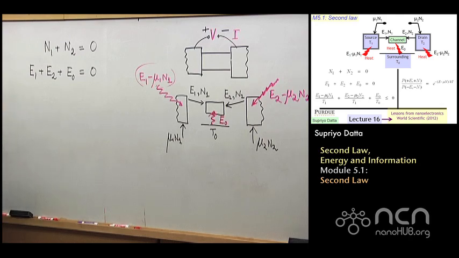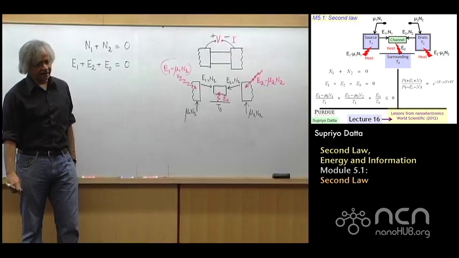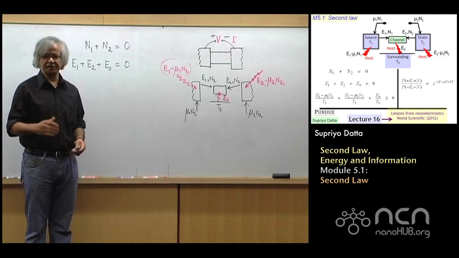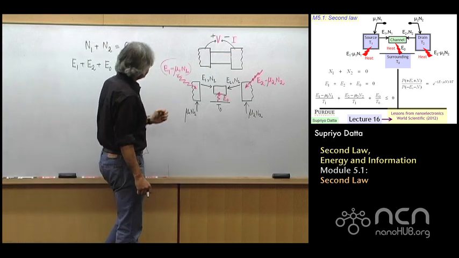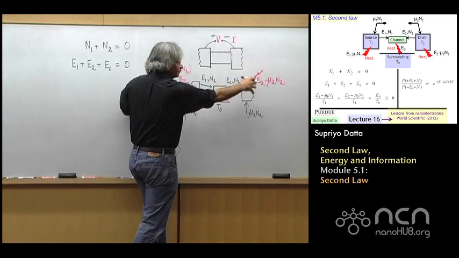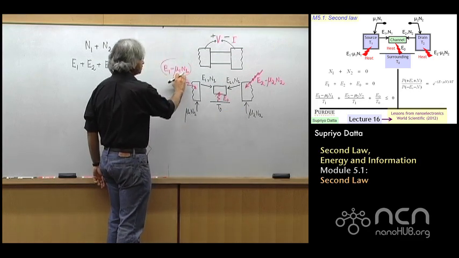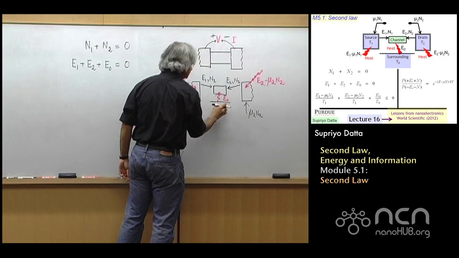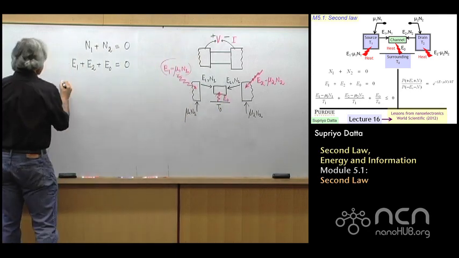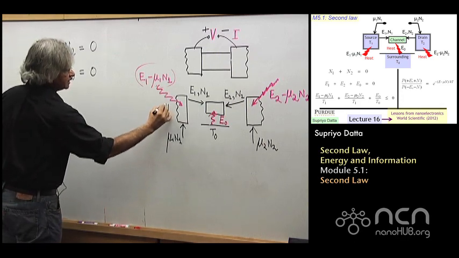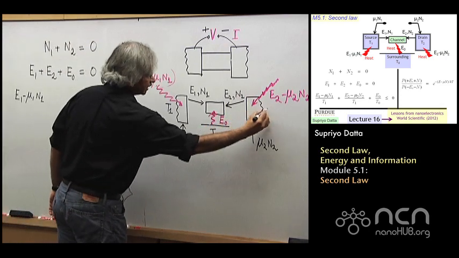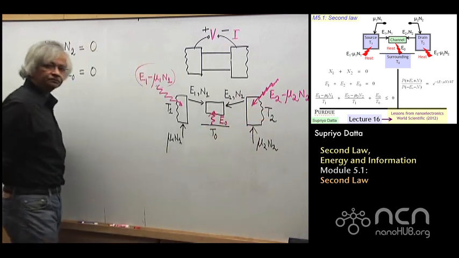Now, there is another relation that must be obeyed. This is the one that's less appreciated and causes much debate. And that is that if you look at the total amount of energy that is coming in from the surroundings, you have E1 minus mu1 N1, E2 minus mu2 N2, and E0. The thing is that E1 minus mu1 N1 is the heat that's absorbed from the surroundings here. And this contact we are assuming is at some temperature T1. This contact is, we are assuming, at some temperature T2.